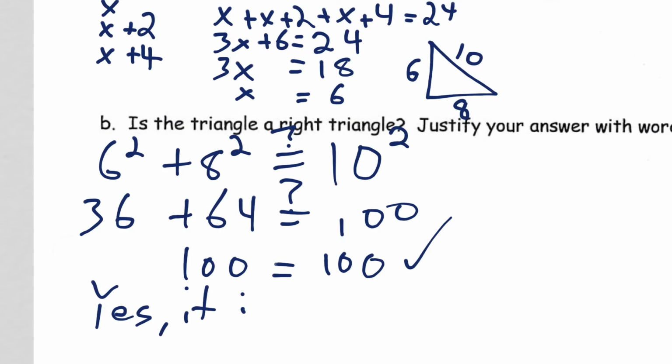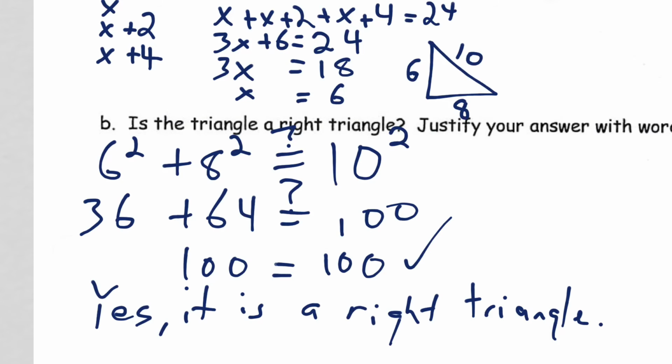It is a right triangle. And you can see that the work is very clear and very specific so that you can follow my train of thinking exactly just by looking at the work. And that's what your work should look like. Nobody who's looking at your work should have to guess about anything that you did. It should be very, very clear.